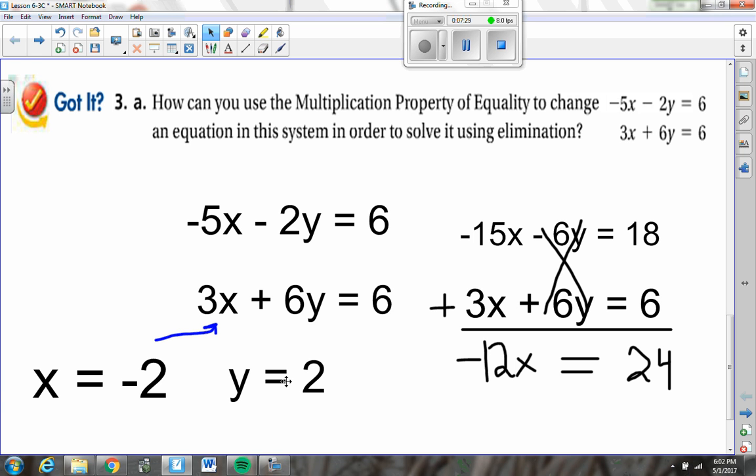If you have questions about solving systems by elimination when we have to multiply, please make a note to ask me in class tomorrow. Otherwise, that's all I have for you.